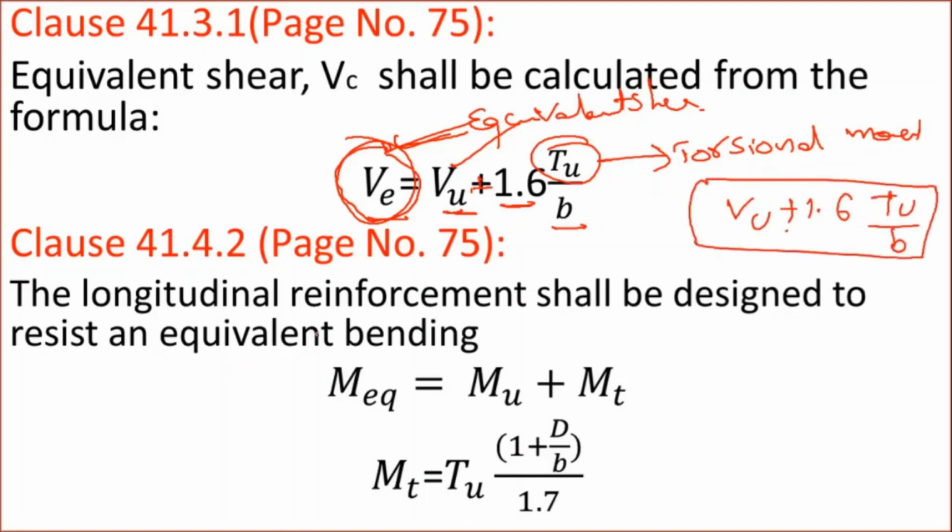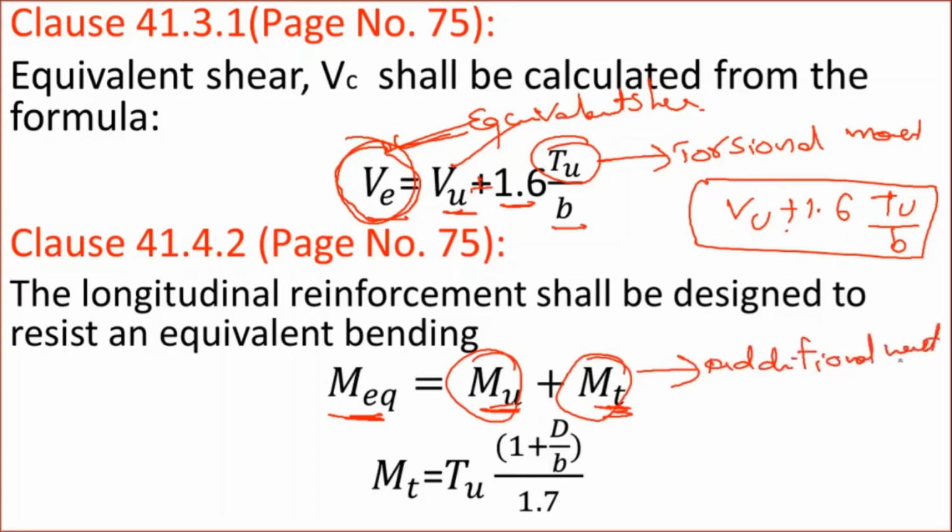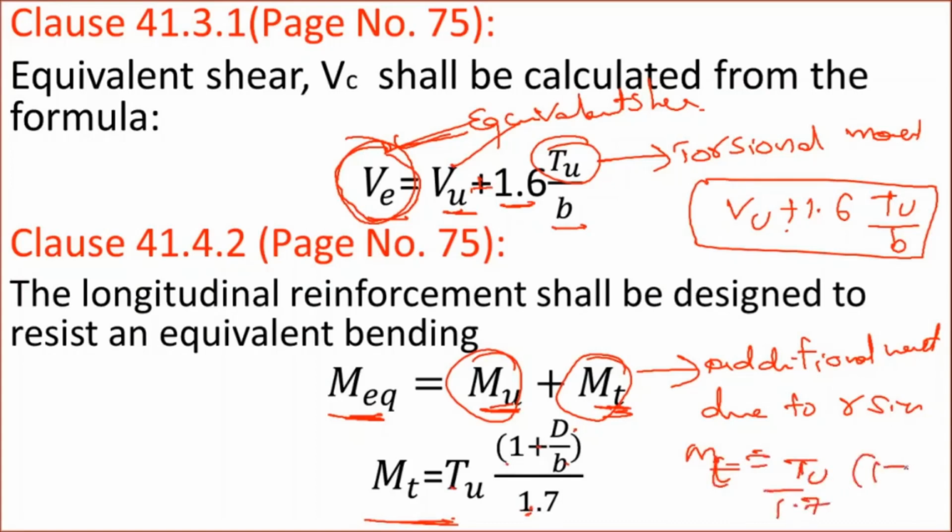Then the longitudinal reinforcement shall be designed to resist an equivalent bending moment MEQ equal to MU plus MT. MU is the bending moment due to the applied loads and MT is the additional moment due to the torsion. So what is MT? MT is TU by 1.7 into 1 plus D by B.